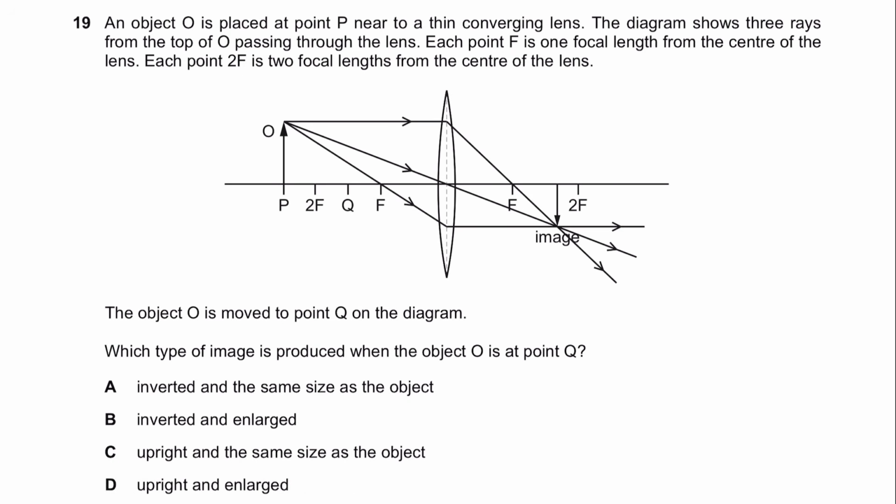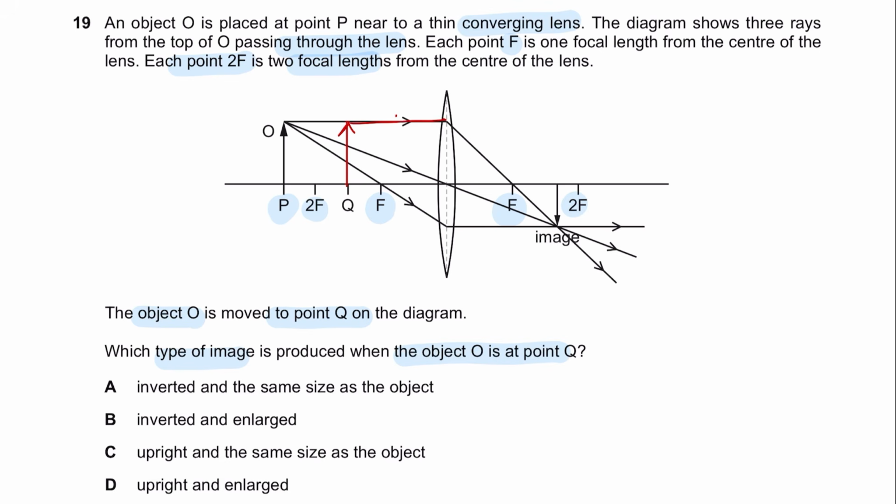Question 19. An object O is placed at point P near to a thin converging lens. The diagram shows 3 rays from the top of O passing through the lens. Each point F is 1 focal length from the center of the lens. Each point 2F is 2 focal lengths from the center of the lens. The object O is moved to the point Q. Which type of image is produced when the object O is at point Q?